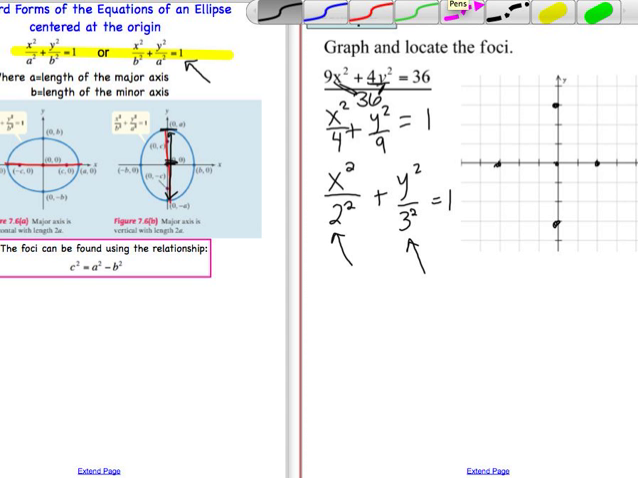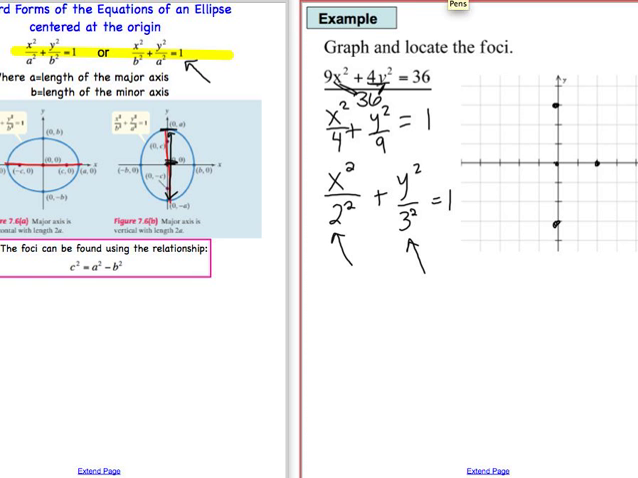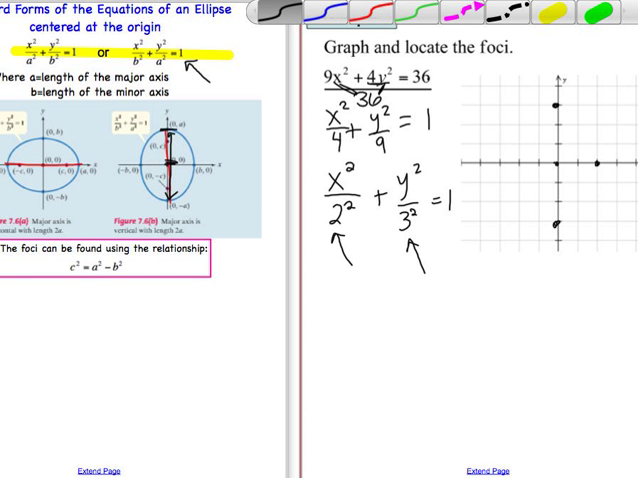So let's make sure that's 2. My graph starts to emerge here. So at this point, I could connect them and make my elliptical shape. I have my 4 key points. The only other 2 key points that you're going to need when you're finding the graph of an ellipse is locating the foci, the focus points, the focal points.